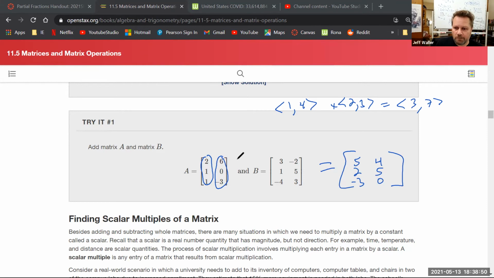Right? So the interpretation depends on what you're going to do with it. They actually work either way you want to look at it. All right, so that is why addition and subtraction are so simple.